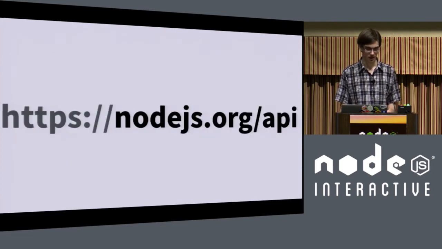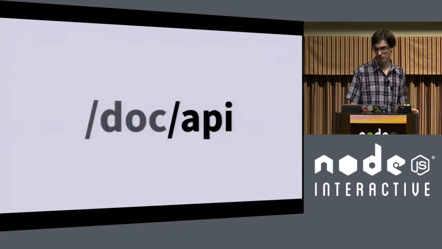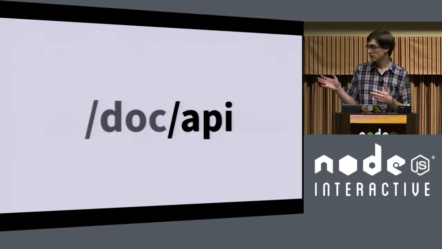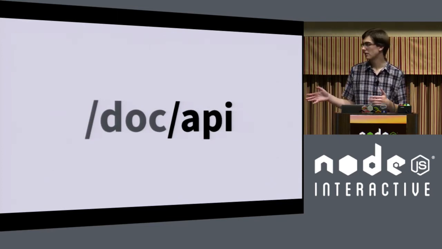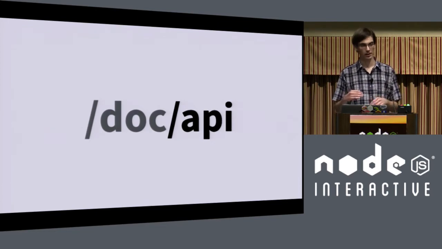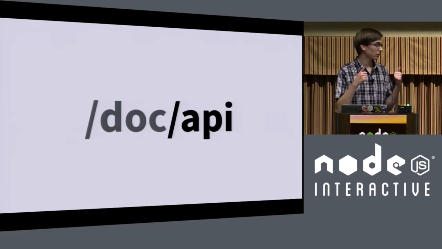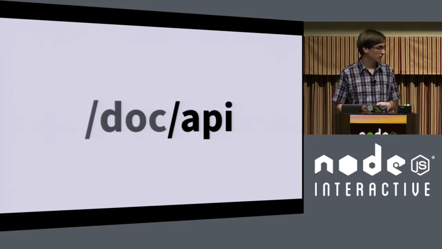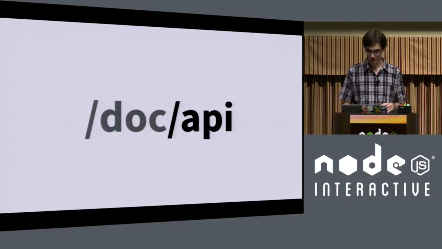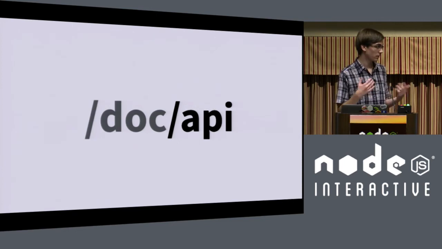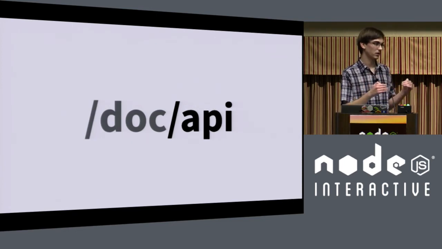So for docs, when you go to nodejs.org/API, where the API docs live, that is taken directly from doc/API in the Node.js source tree. So if you edit anything in there, the next release we make, that will get pushed up to the website directly. So there's no need to worry about anything in between. And that means that the docs on the website, or at least the API docs, are always in sync with what's in our source tree.